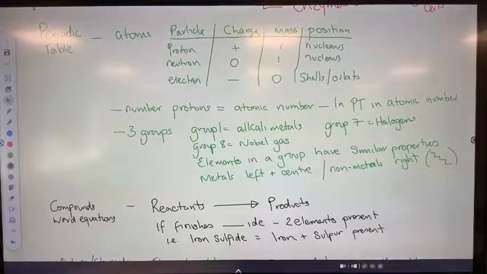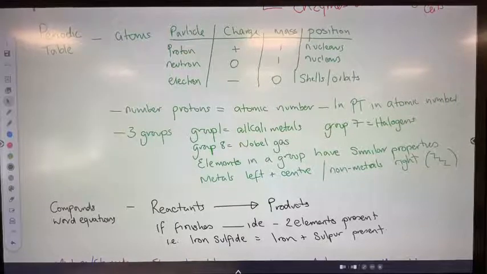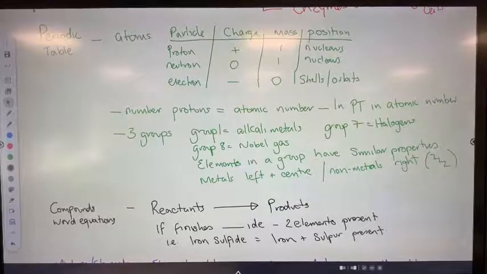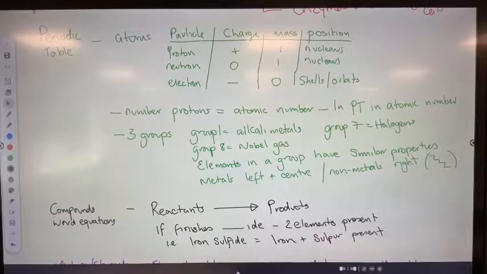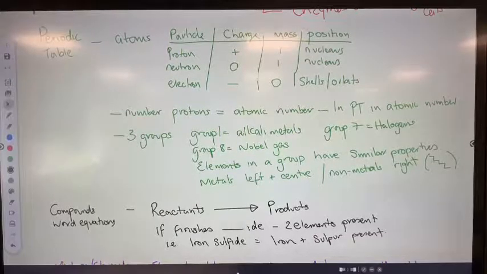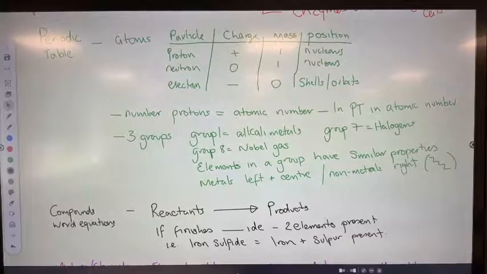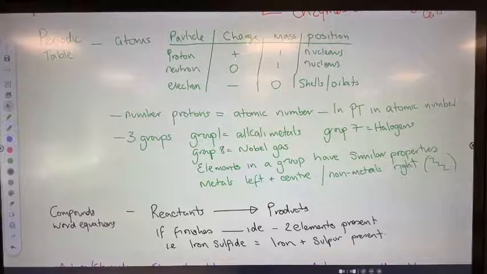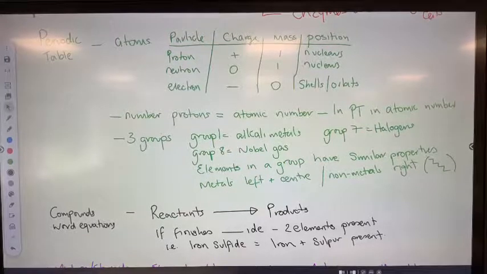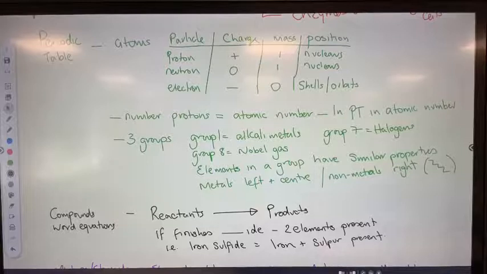Subsection 4 introduces the concept of compounds and word equations. In a word equation, you need to remember that all the reactants, what you start with, are on the left-hand side, while the products, what you finish with, are on the right-hand side. The arrow indicates that a reaction has taken place.